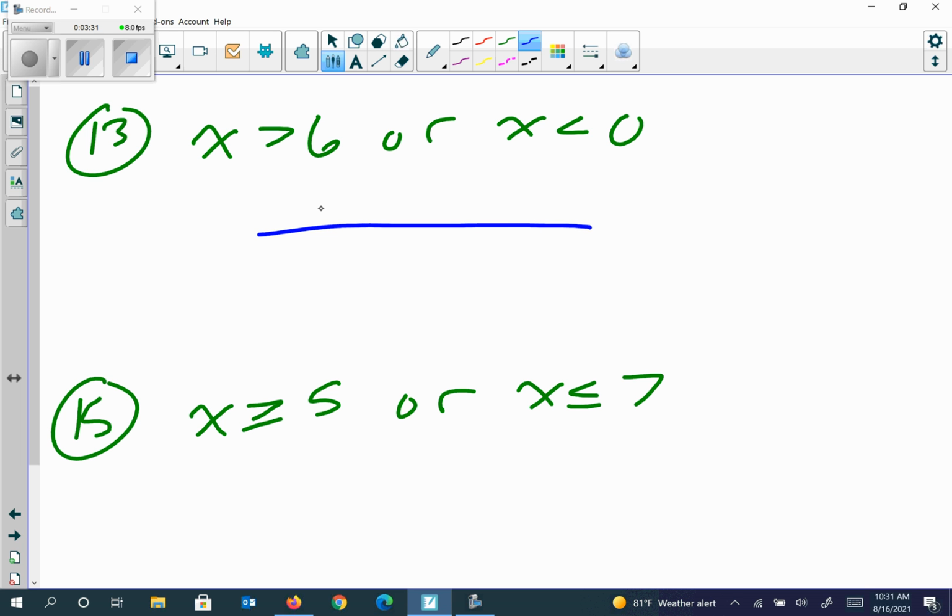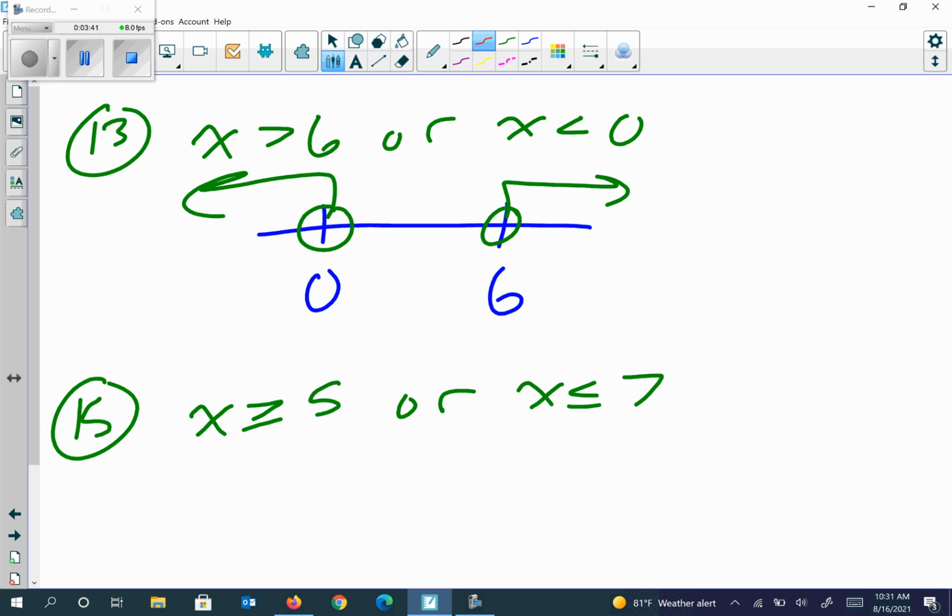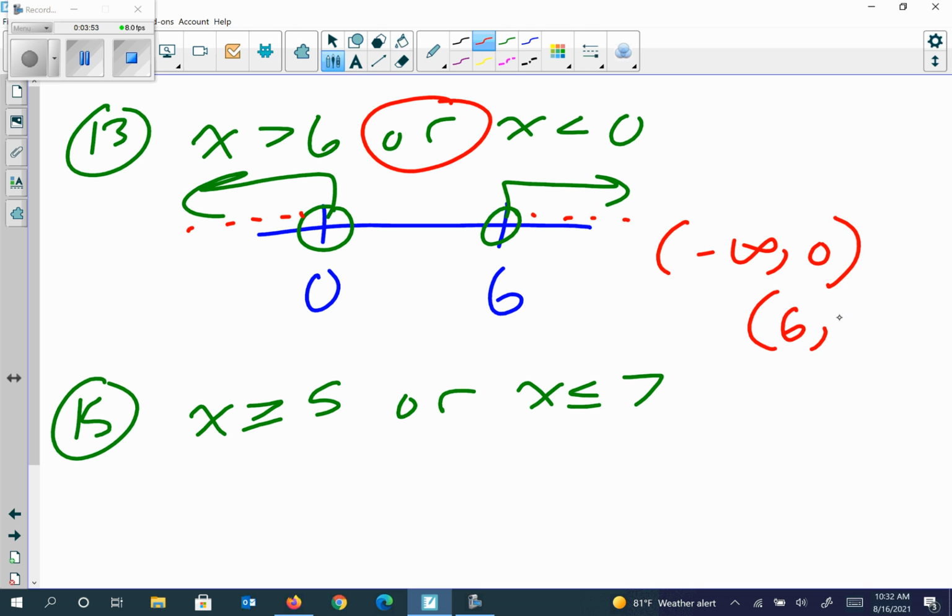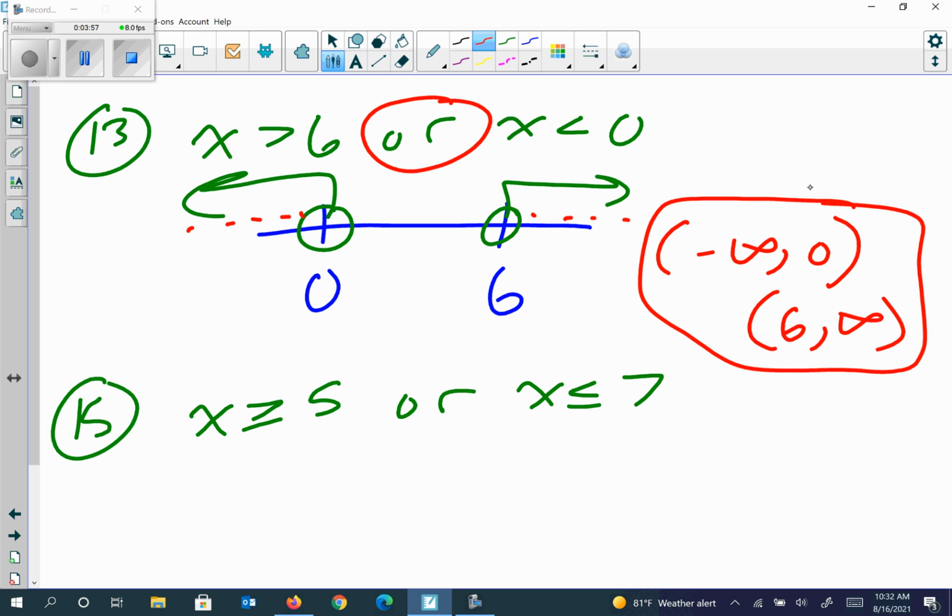Again, start with a number line. So I have a 0 here, I have a 6 here. I want values that are greater than 6. I want values that are less than 0. Well, the key here is we're using or. So it's true here, and it's true here on one or the other. So from negative infinity to 0, rounded bracket, and from rounded bracket 6 to infinity. Both of those are my answer because with or you only need one part of it to be true. They both can be true, which is fine.